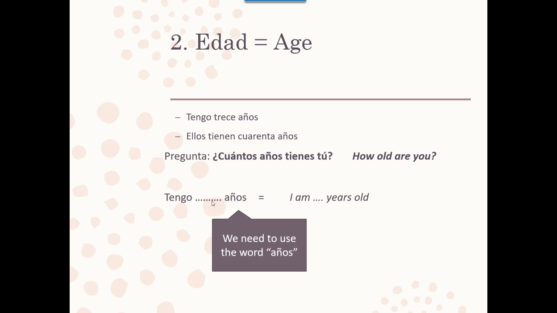Another use for this verb is age. When you're telling your age or someone's age, you're going to be using to have and not to be. So you need to be really careful with this. You don't say, I am 20 years old. Yo soy 20? No, incorrect. It needs to be with the verb to have. Tengo 13 años. What you're actually saying is I am 13 years old. Tengo 13. Ellos tienen, they are 40 years old.